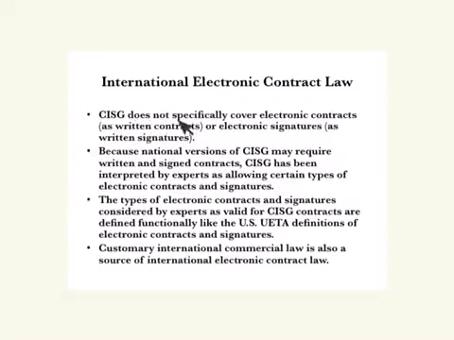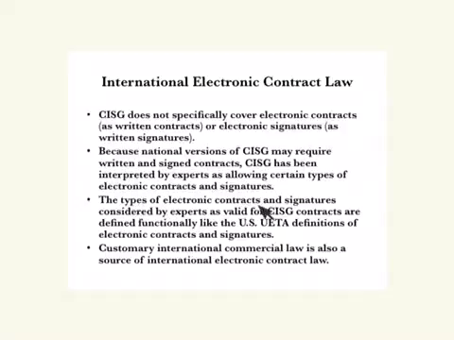The CISG does not specifically talk about electronic contracts as written contracts or electronic signatures as written signatures. However, because one of the versions of the CISG that applies may require written and signed contracts, the CISG has been interpreted by experts as allowing certain types of electronic contracts and signatures to be written and signed contracts for the purposes of a CISG that requires it.